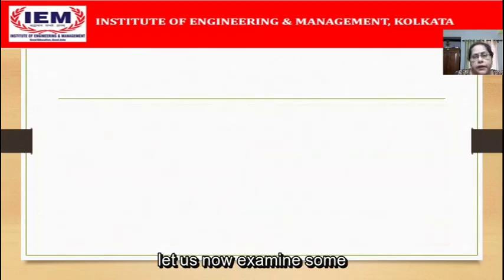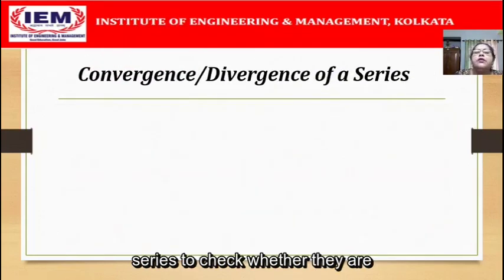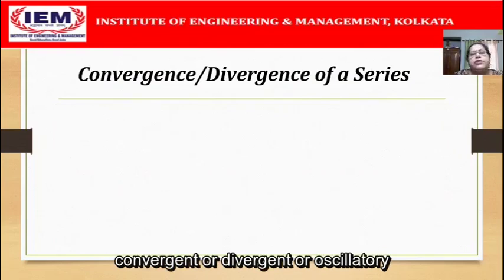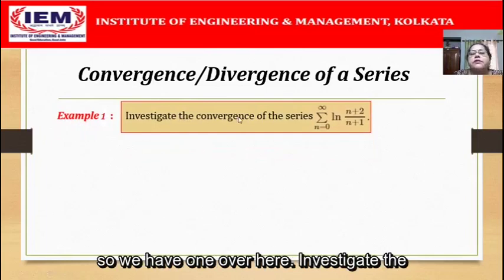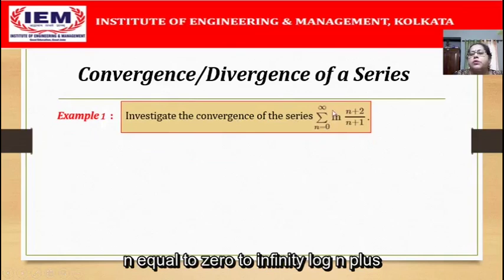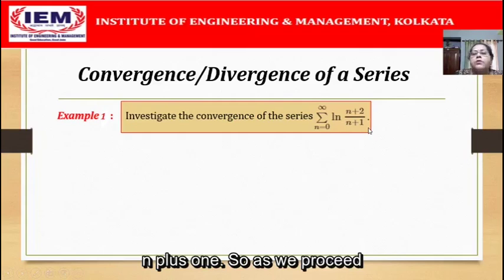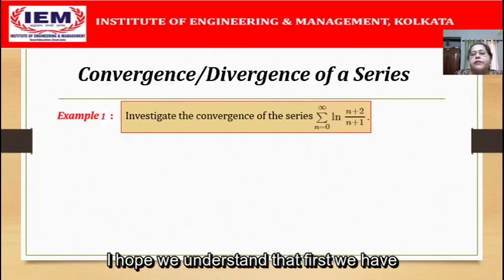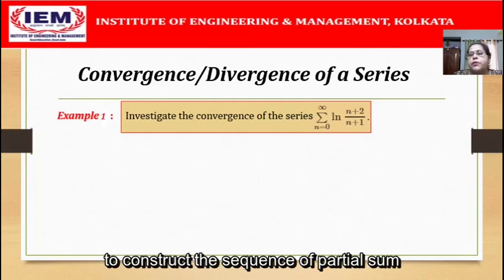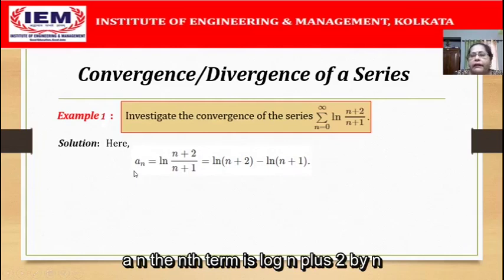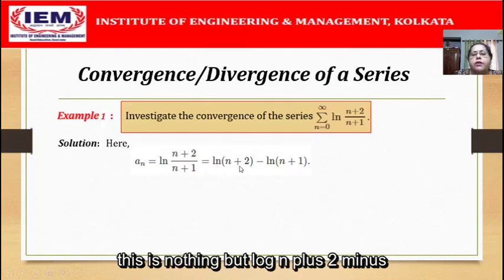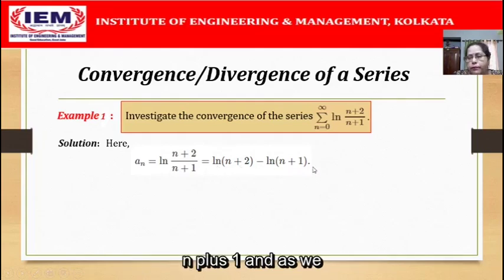Let us now examine some series to check whether they are convergent, divergent or oscillatory. We have one over here. Investigate the convergence of the series summation n equal to 0 to infinity log((n+2)/(n+1)). As we proceed, first we have to construct the sequence of partial sums Sn. For that, let us notice that An, the nth term, is log((n+2)/(n+1)). So this is nothing but log(n+2) minus log(n+1).